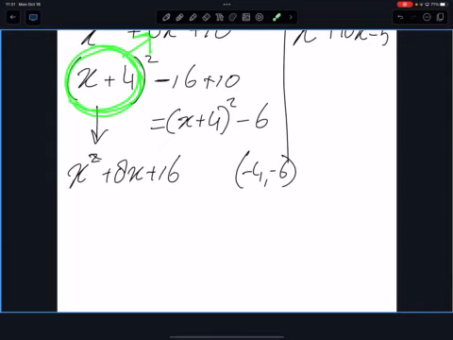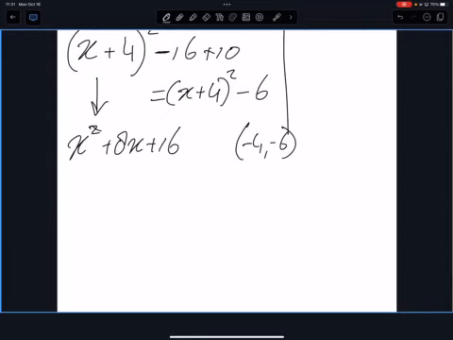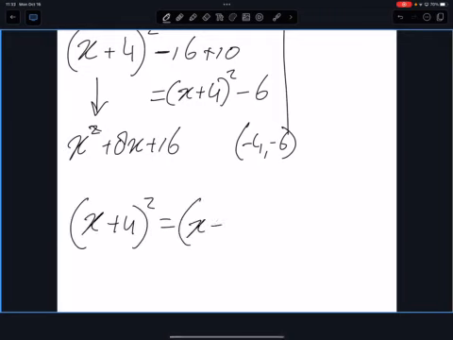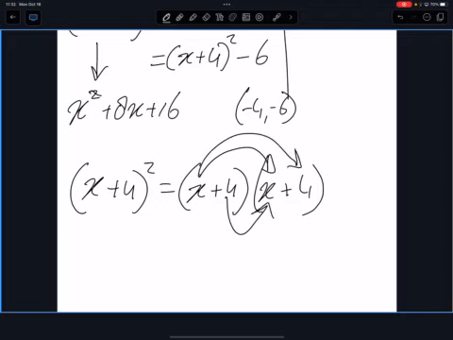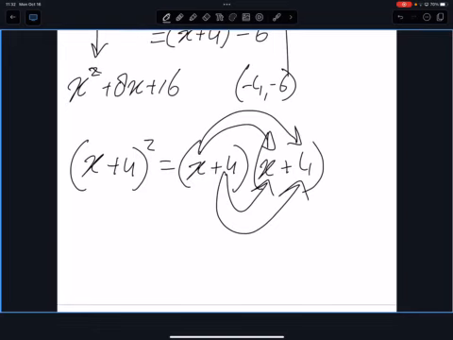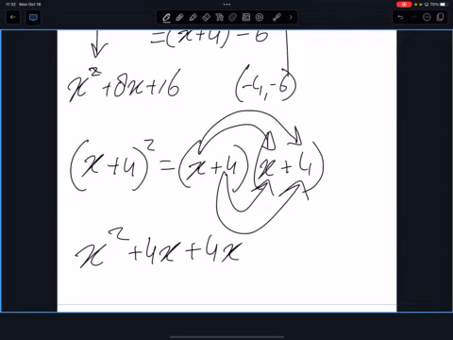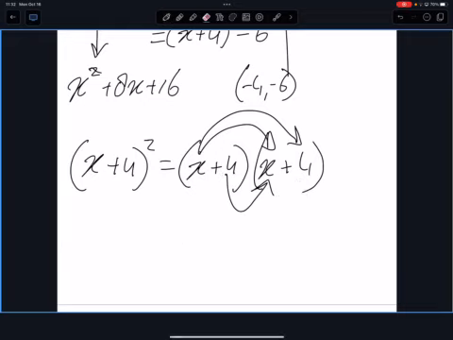x plus 4 squared is a special product. Remember? This means x plus 4 multiplied by x plus 4. And then you have to multiply x with x, x with 4, 4 with x, 4 with 4. x times x is x squared. x times 4 is 4x. 4 times x is 4x again. There you have 8x. Yes? And then 4 times 4 is 16.